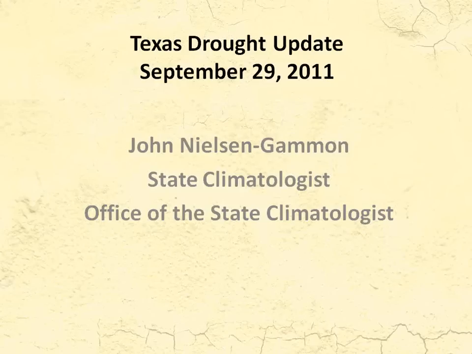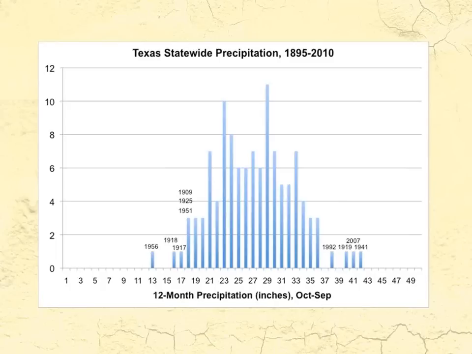All right. I'm John Nielsen-Gammon. I'm the State Climatologist for the state of Texas. And this portion is a brief update of drought status within Texas. Focus on the broad overview. We'll talk about specific aspects of it in more detail later on in this series.